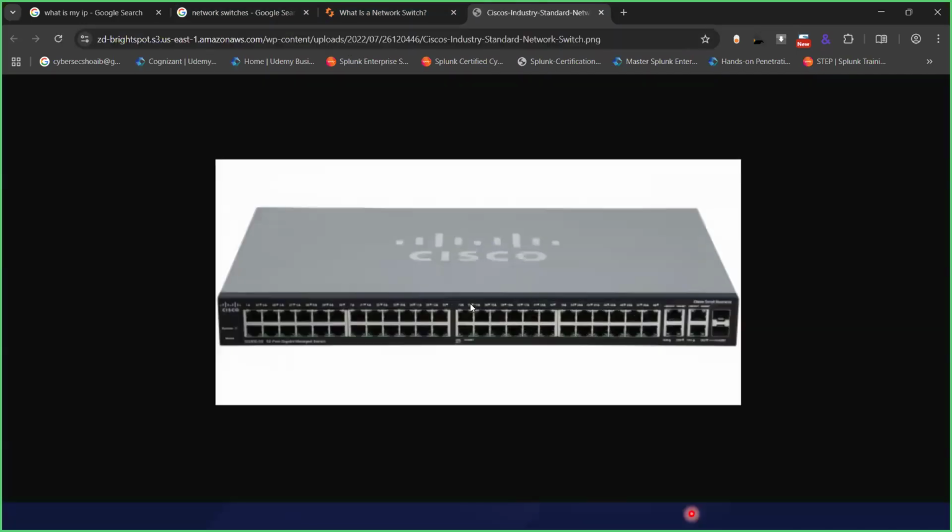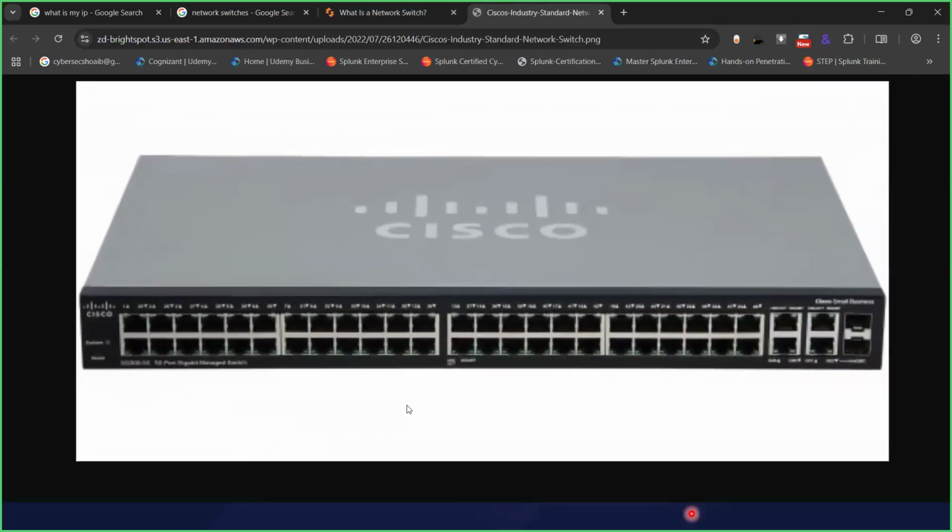Yeah, much better. So as you can see, this is a network switch, guys. In an organization, when you have multiple devices, each of these devices is connected to the switch through a LAN cable. One end of the LAN cable goes in the switch and the other end goes to your device. Or you can also use a wireless router to connect. But in an organization, you usually have LAN cables. Now, each of these ports has a device connected.